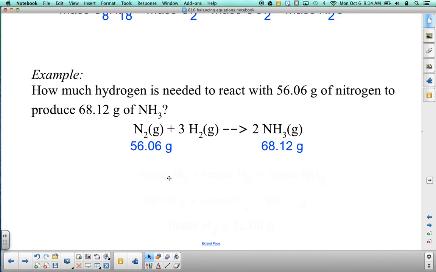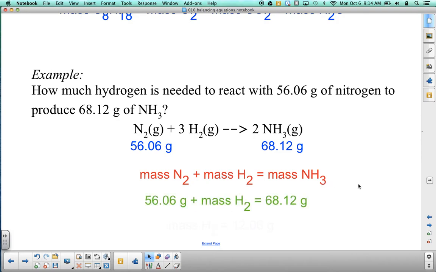The next thing is to think about what the law of conservation of mass tells me. The law of conservation of mass tells me that the mass of the nitrogen plus the mass of the hydrogen must equal the mass of the ammonia, or NH3, produced. Now I can simply put the numbers into my conservation of mass equation.